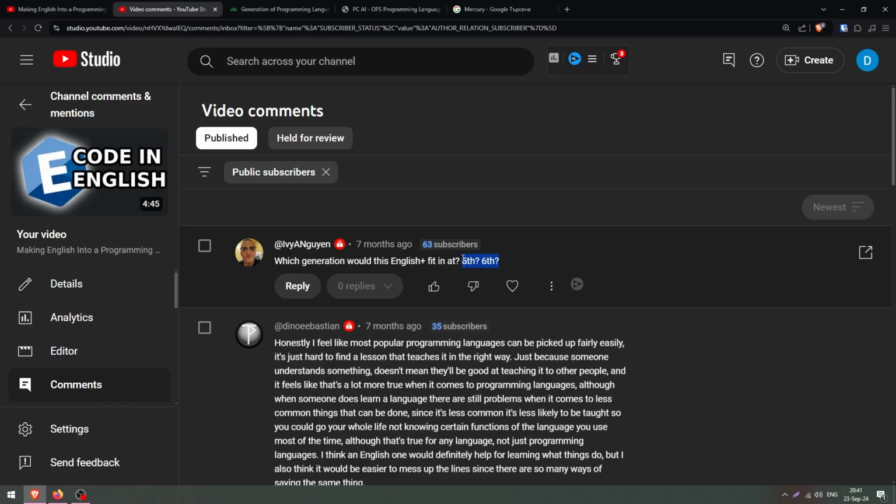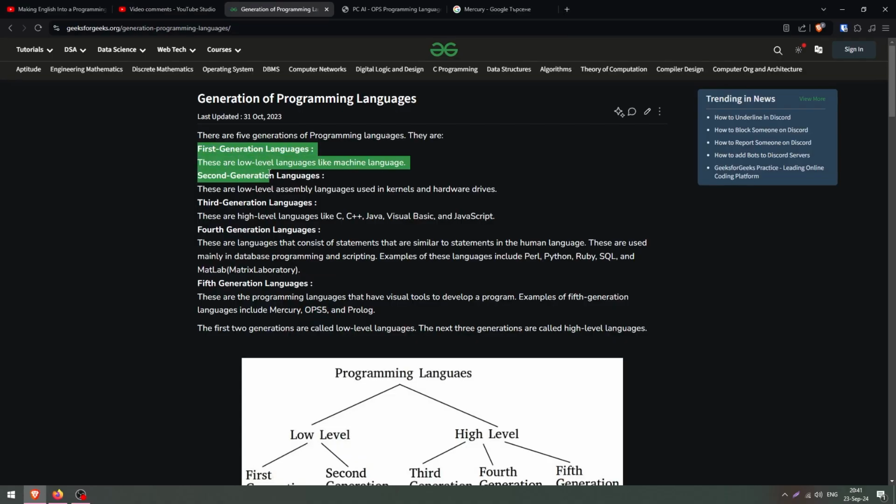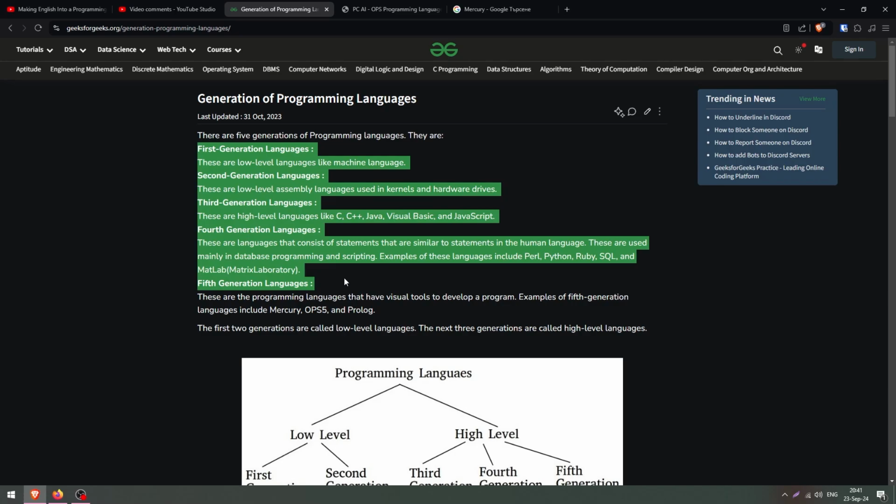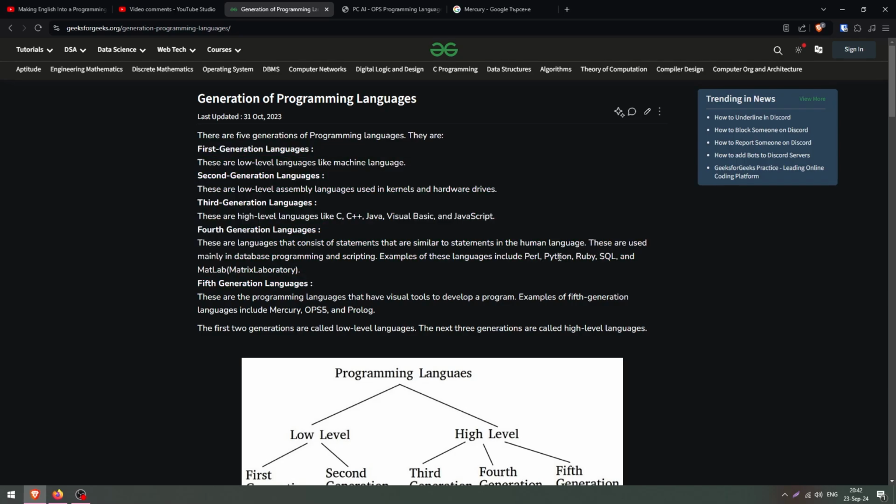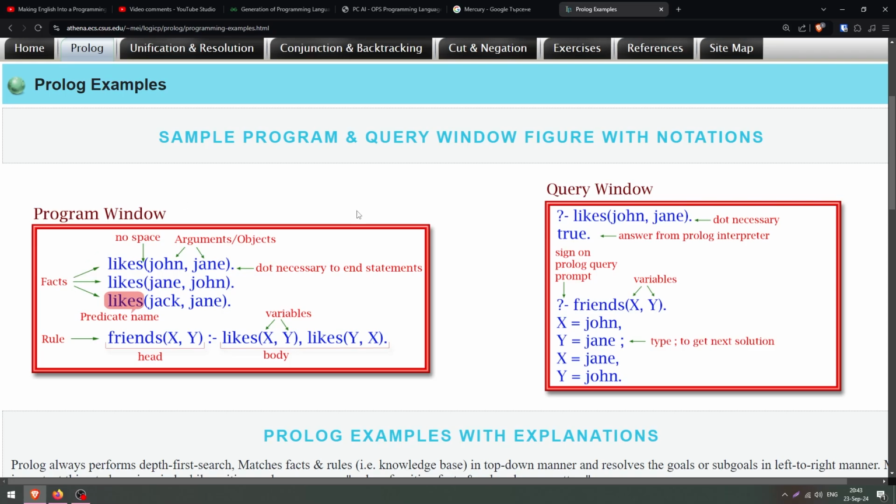So, which generation would it be? This refers to the 5 generations of programming languages, where the 4th is languages like Python, which are similar to statements in human language. And I think English Plus falls into the 4th generation. The 5th are languages like Prolog. Prolog looks like this. In Prolog, the programmer writes the facts and rules so that when you create queries, it solves some kind of a problem. It's a lot different than regular programming.